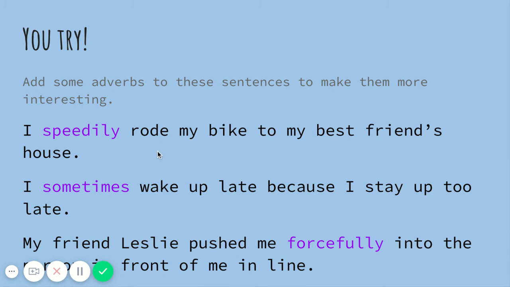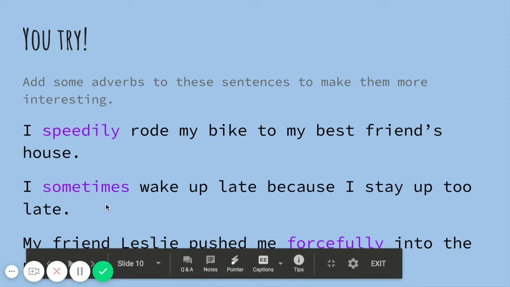Not just I rode my bike, but I speedily rode my bike. So now your reader, if they're reading this sentence or if they're even hearing it, they can really picture better how that's happening, right? How you are choosing to ride your bike.